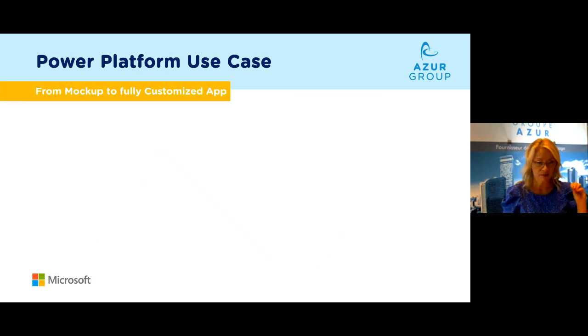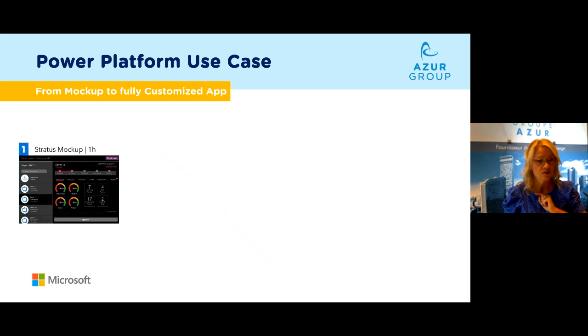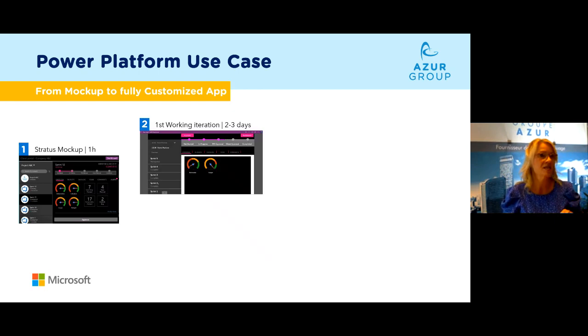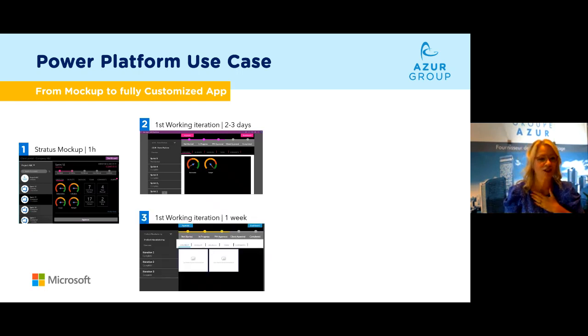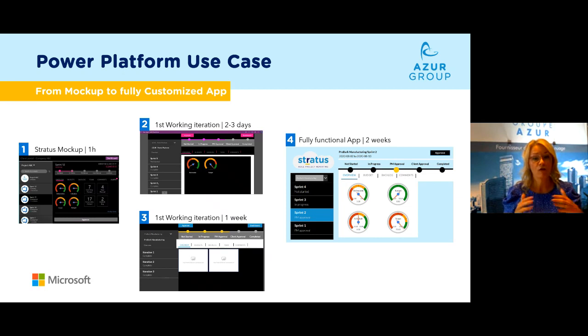I'm not a fan about animations, but I think it was needed here. So this is what we were able to create with our BA in under 1 hour. So our need translated to her, made this with Power Platform. And after 2 or 3 days with 2 developers, they were able to create something like this. That was kind of functional. And after a week of working, this is our second iteration. And the last one, a fully functional app in 2 weeks.